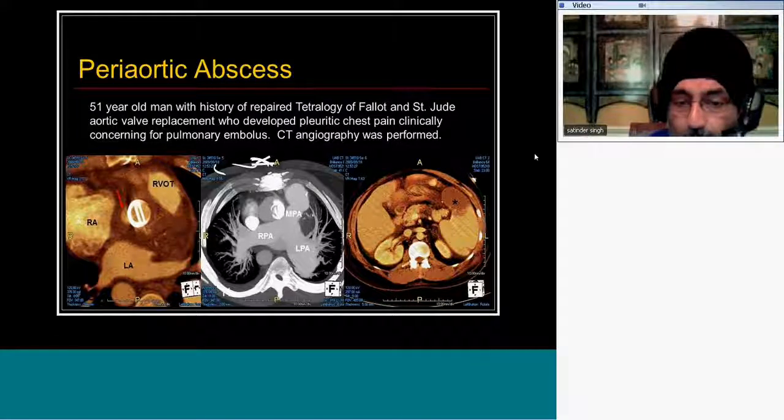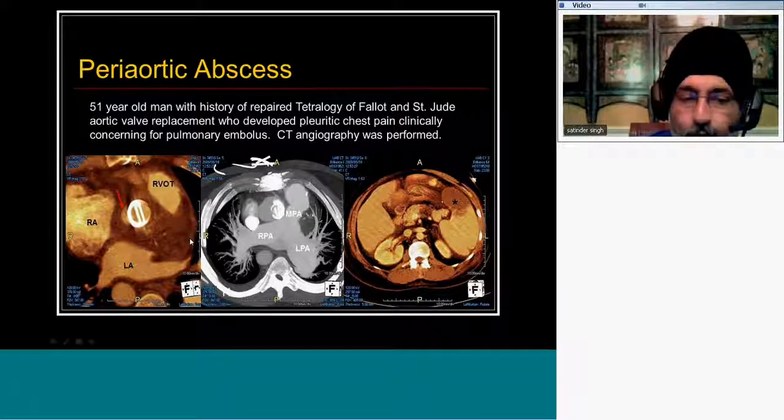Sometimes infection can develop around the graft. This is a 50-year-old patient who had a repaired tricuspid valve with a concomitant aortic valve replacement and developed pleuritic chest pain, and a CTA of the chest was done for pulmonary embolism. This is a non-gated study, but it turned out to be pretty good. You can see there is a prosthetic aortic valve, but there is a large amount of fluid around the graft.